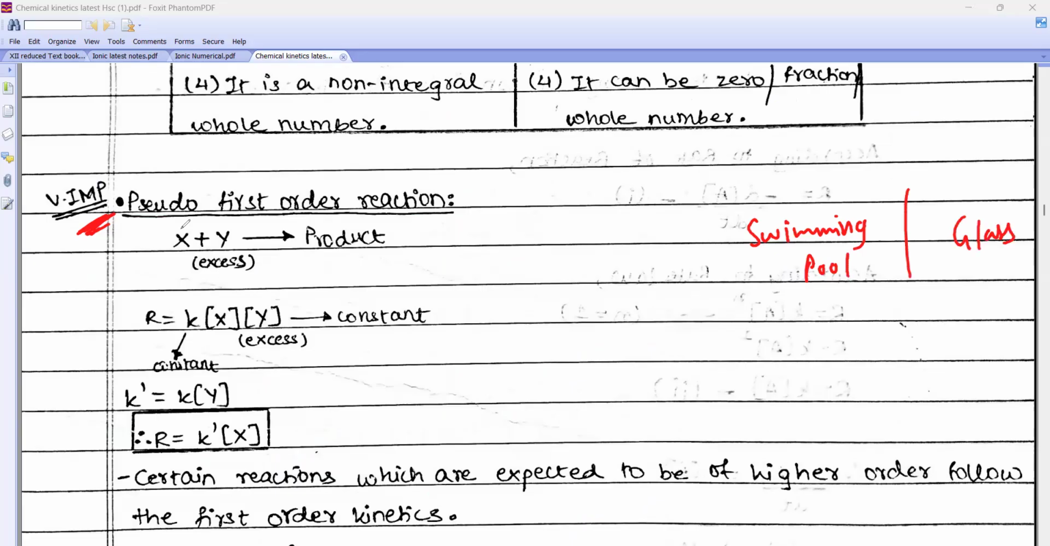Look, Tanvi beta, two reactants were there. One was excess, so the rate should have been dependent on both. But this K into excess becomes a new constant, right? Certain reactions which were expected to be higher order but follow first order, एक ही reactant आया कि नहीं यहाँ पर? They are known as pseudo first order reactions. In your entire syllabus, we have only two examples. You will have to remember these two. Which are these two examples?